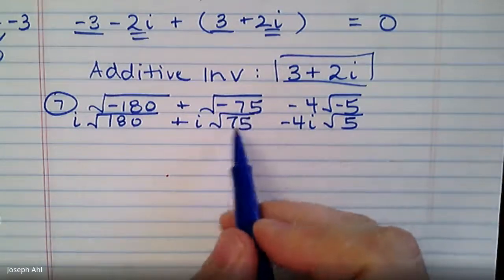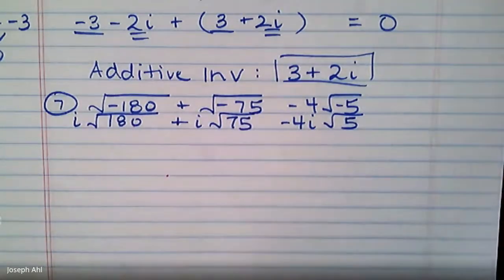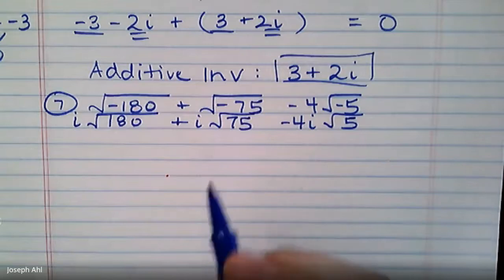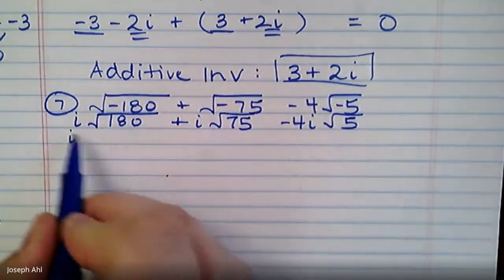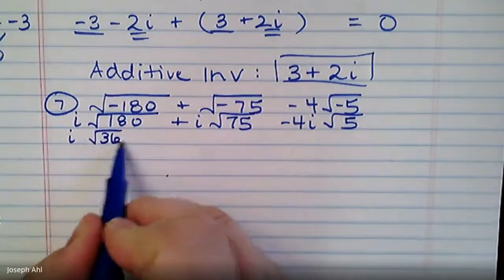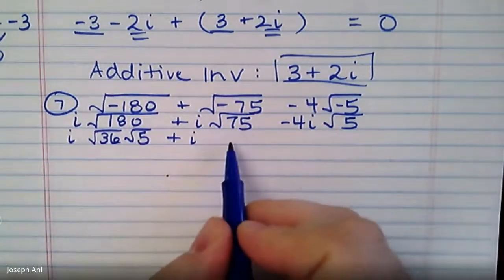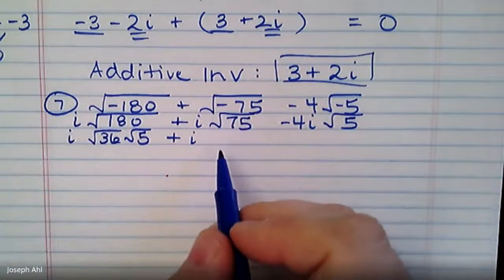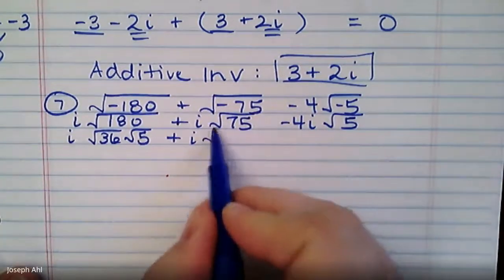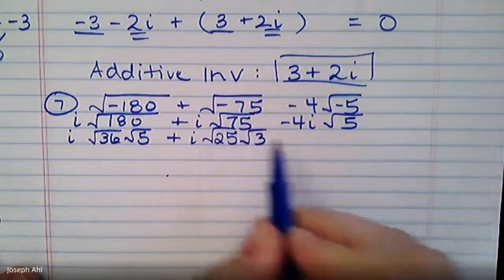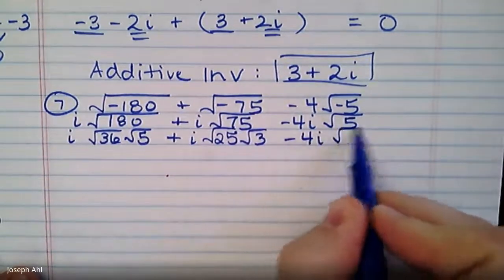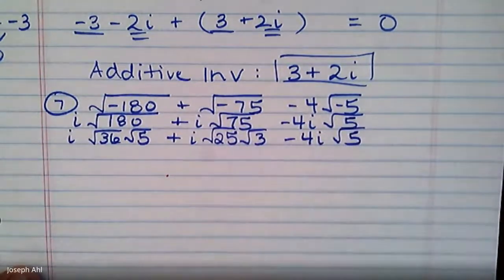If I get a 5 trapped underneath of any of the other radicals, I'll be able to do some combining in the end. Turns out the biggest perfect square that goes into 180 is 36, and it goes in 5 times. And the biggest perfect square that goes into 75 is going to wind up being 25, and it goes in 3 times. Okay, like I said, this one at the end is not going to change.